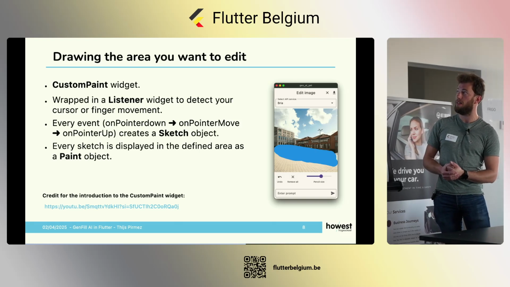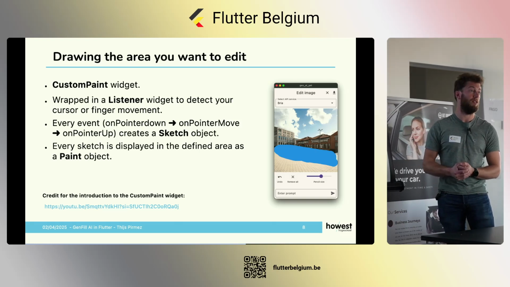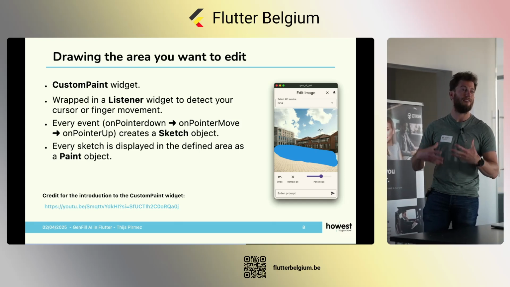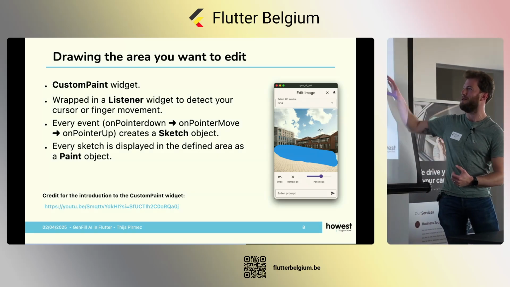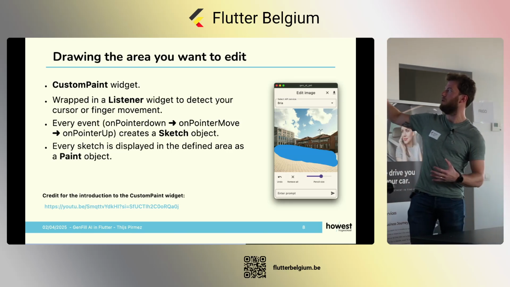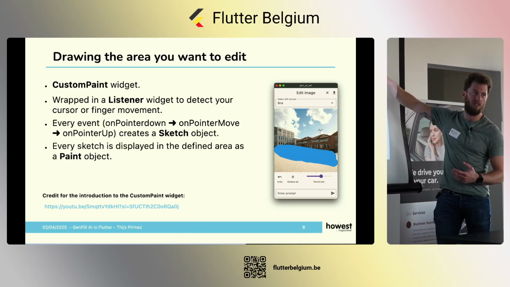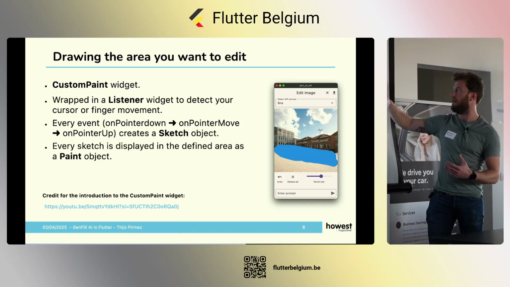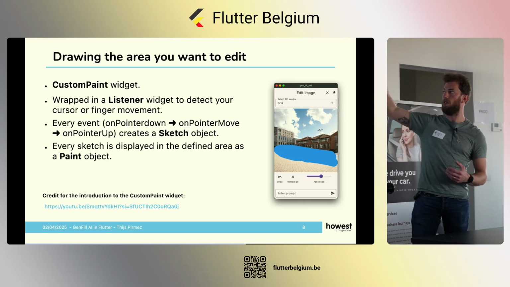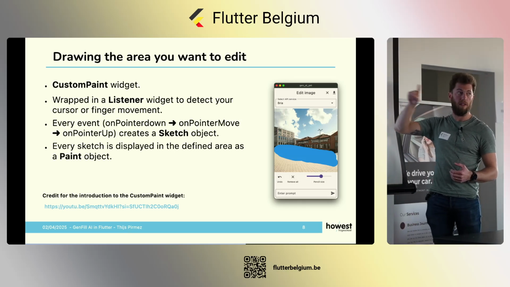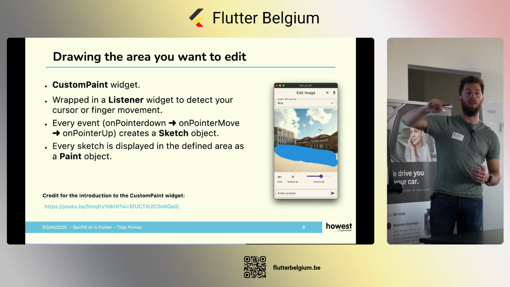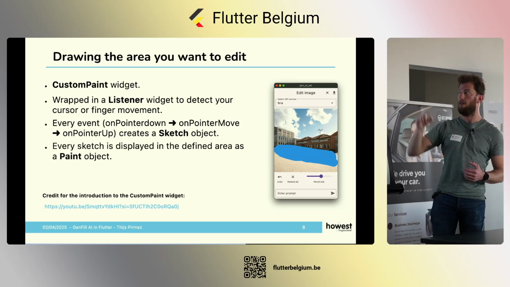So what I did was, finally I could use a custom paint widget. I was wanting to use that for some feature, so I finally found my feature to create a mask. I wanted to draw on the picture, to start coloring on my picture the area I wanted to change, and for that I used the custom paint widget. I wrapped it into a listener widget so it could detect my finger strokes when I started touching the screen, moving it around, and then letting go of the screen.